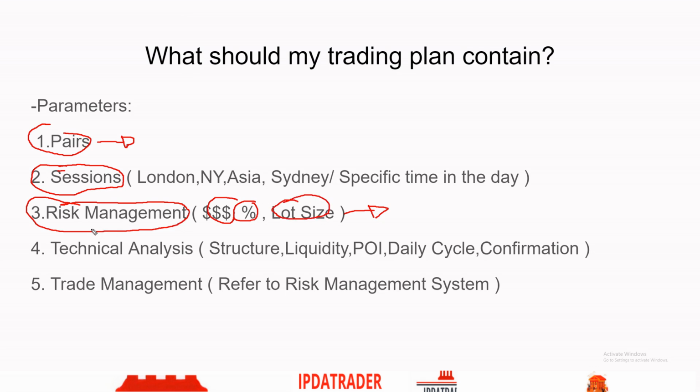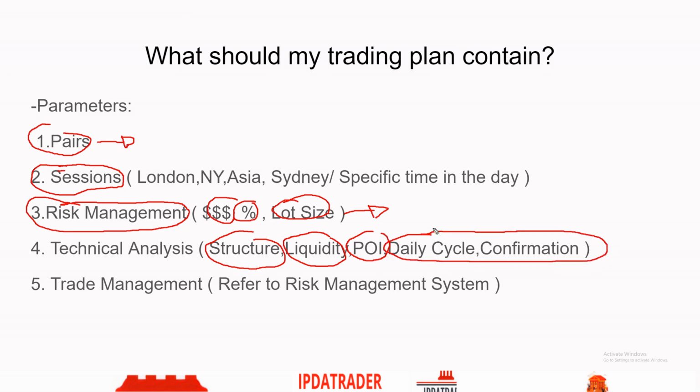Then obviously the technical ideas, right? How do I determine my structure? What is a valid liquidity grab? What is a valid point of interest? Is my daily cycle in confluence? All these types of information over here, right? Lastly, trade management. You want to be referring back to your risk management system, which once again is available for you in section number 5 of the Discord community server.